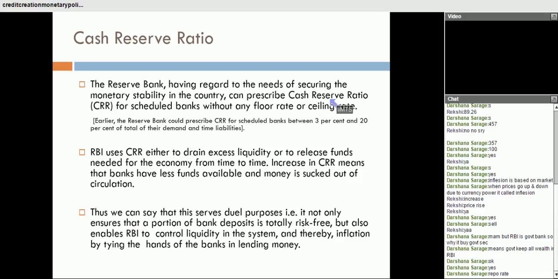The more cash you have in your bank, the more cash reserve ratio you will have to keep. Okay, the basic purpose of this is to maintain the monetary stability in the country. You can just read what is there. It is simple. What is the purpose of using the CRR policy?